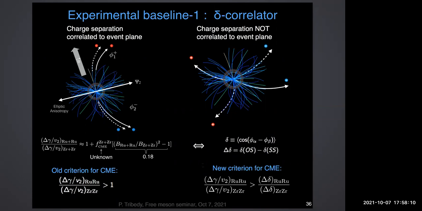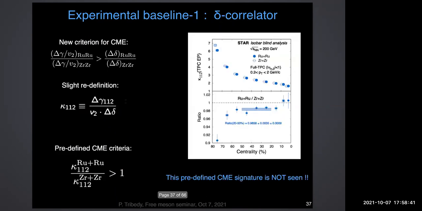But so what will happen now? We had this old criteria. Now we are going to do a revised criteria. It's very obvious here, right? So the one for which you have a correlated charge separation with respect to the magnetic field, that ratio for ruthenium over zirconium has to be larger than the ratio of this uncorrelated charge separation in ruthenium and zirconium. I call it delta. Notation doesn't matter, right? But I hope you understood it. Why? What is the reasoning behind it? So this will be our new predefinition, and we are going to test it in this slide.